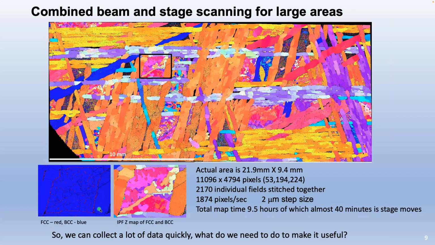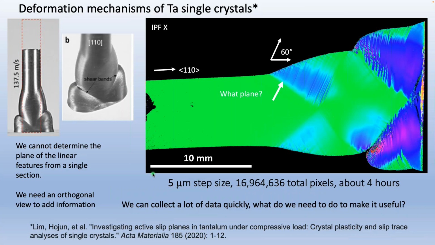Here's another example. This is some deformation mechanisms of tantalum single crystals. In this study, we took tantalum single crystals and shot them at a target. In this case, it was 137.5 meters per second, and then looked at the deformation that occurred within that single crystal. And here's an EBSD map from one of those cut in half. This is a large map. This again is 10 millimeters, 16, almost 17 million pixels. Took about 4 hours to collect. We can collect, like I said, a lot of data quickly. What do we need to do to make it useful?